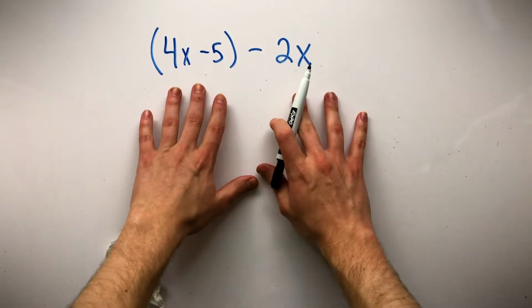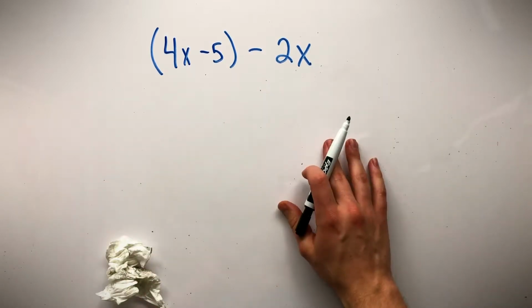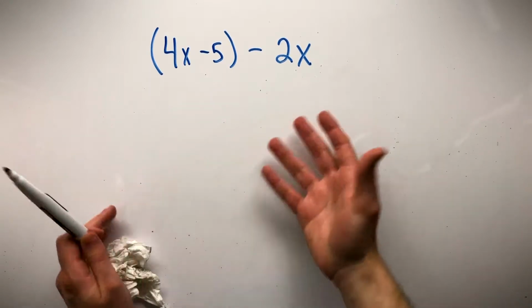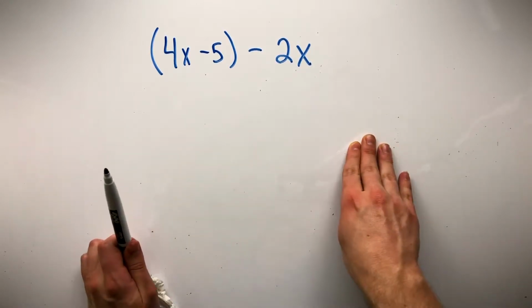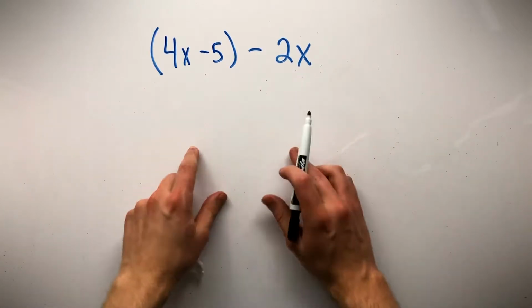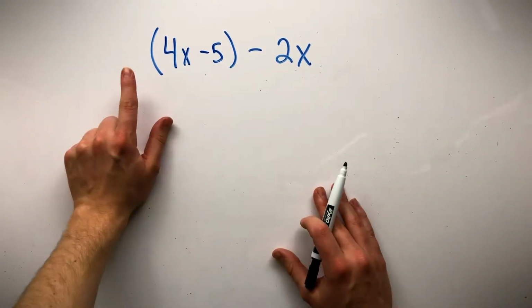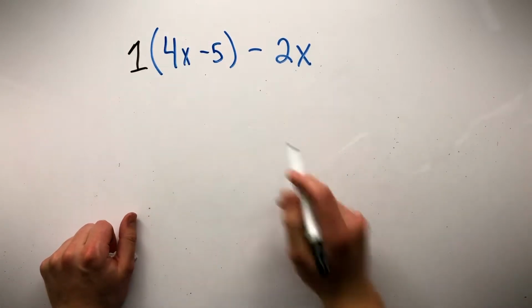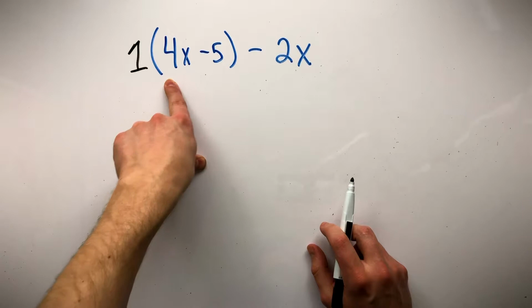Simplifying this algebraic expression, particularly when there's parentheses, the first thing you're always going to want to do is break apart the parentheses. Get everything on what I like to call the equal playing field, where there's no barriers between numbers. This parenthesis is kind of a barrier. Now, there's no number in front of this parenthesis, so I can assume there's a 1.